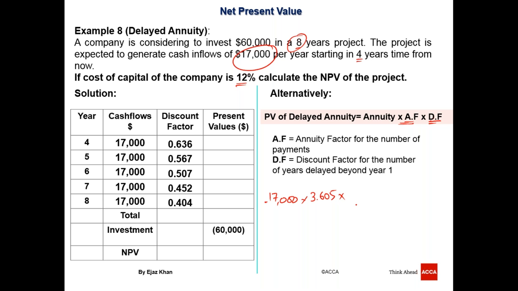So can I have the 3 years discount factor at 12%? 0.712. Okay, so what's the answer of these three values? The amount of investment is $60,000. So if the company goes ahead with this project, it will be having a negative NPV of 1,637,365, right? Okay, let's move forward to the next example.